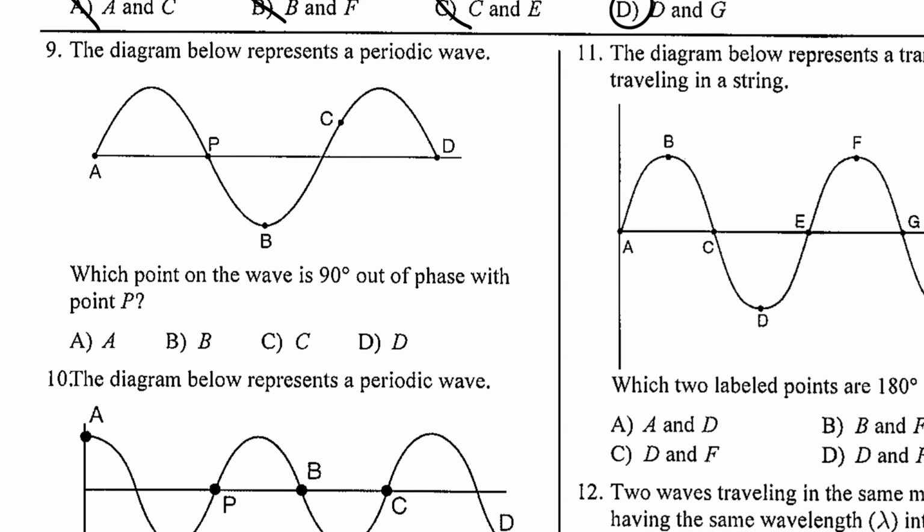The diagram below represents a periodic wave, at which point on the wave is 90 degrees out of phase with point P. So now we're not looking for a half of a wavelength, that's 180. Half of a wavelength here, that's 180. We're looking for a quarter of a wavelength, or 90 degrees, 360 divided by 4. So we're looking for, this is from equilibrium to trough. That's 90 degrees. So it's going to be choice B.